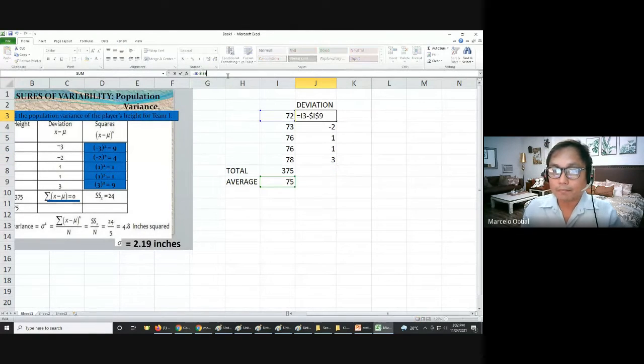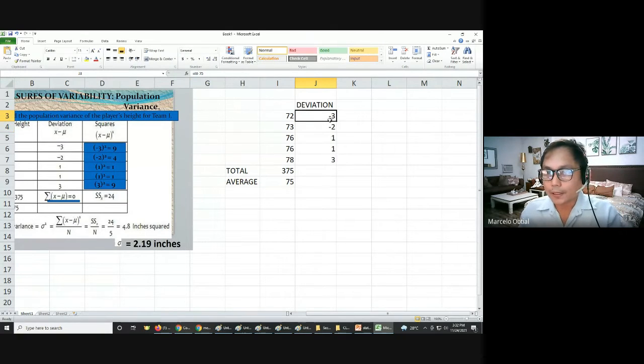Kung nakalimutan nyo yung instruction, why not make it constant, no? Instead of this, my dollars, gawin mo 75. Okay, so as you can see, pareho yung answer. So after that, okay, auto-sum tayo, no? Or just copy the formula here.